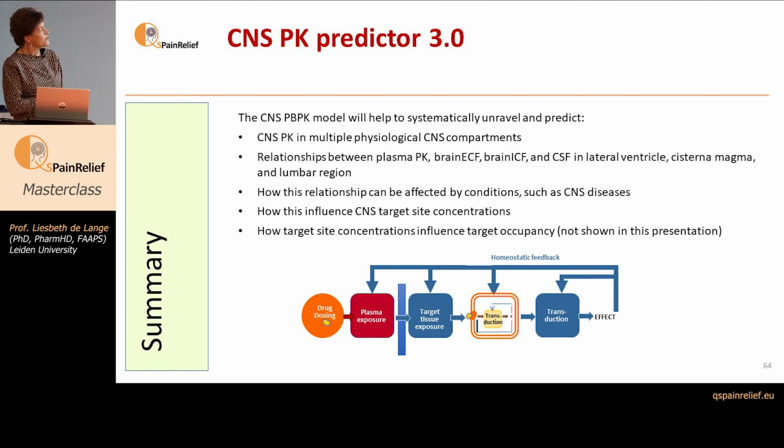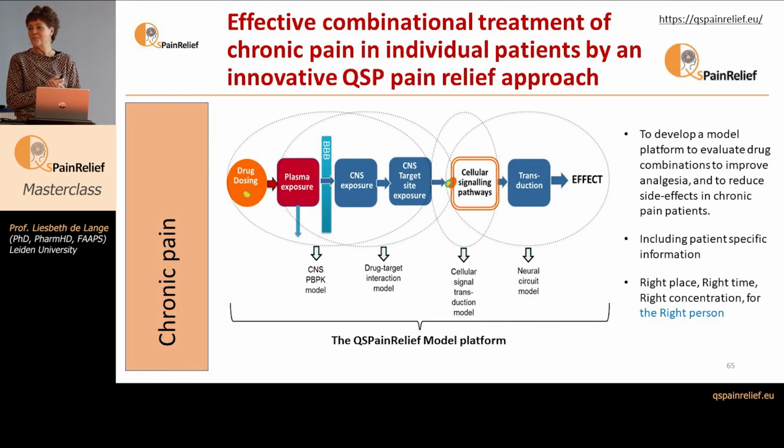Good. Then we come to, for those who are not part of the QSPainRelief Consortium, I can shortly explain. We have many people here that are part of the QSPainRelief Consortium, and that is actually focused on the effective combination treatment of chronic pain in individual patients by an innovative quantitative systems pharmacology approach on pain relief. And we try to integrate different models and information at different levels, in vitro, in vivo animal, in healthy subjects and in real-world patients, in order to understand how this relationship works, ultimately to improve the profile for individual drugs.